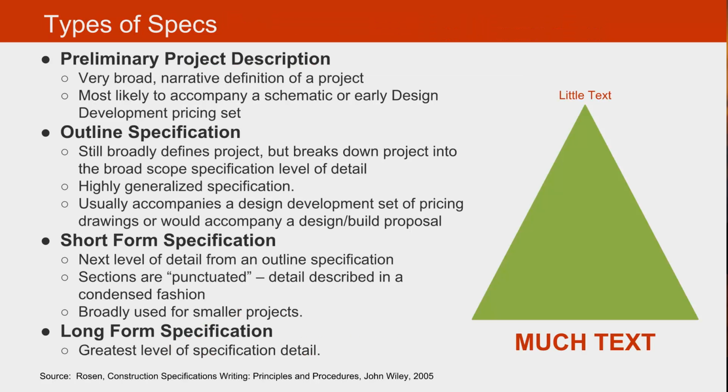The types of specification are really 4. The preliminary project description, which has very little text, is very broad and is most likely to accompany a schematic or early design development pricing set. Then we go to an outline specification, which still broadly defines the project, but breaks down the project into a more of a broad scope specification level of detail.